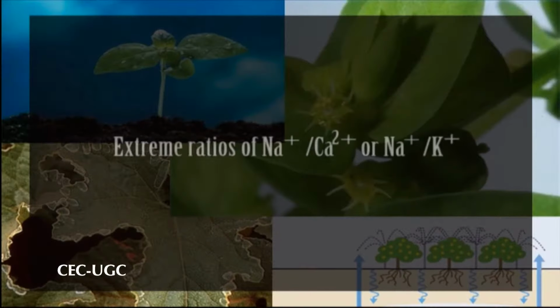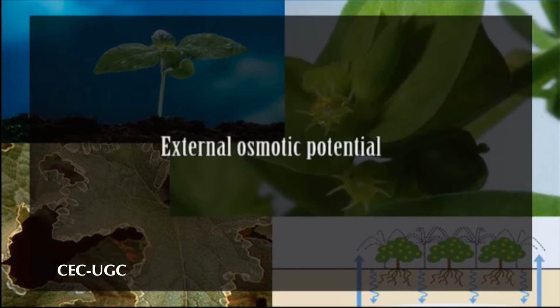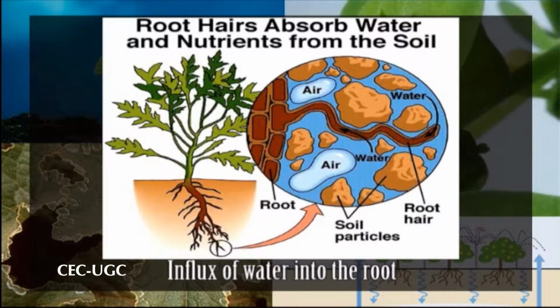High concentrations of sodium in the soil solution may depress nutrient ion activities and produce extreme ratios of sodium to calcium or sodium to potassium. NaCl in the soil generates an external osmotic potential that can reduce the influx of water into the root. The resulting water deficit is similar to drought conditions and is additionally compounded by the presence of sodium ions.